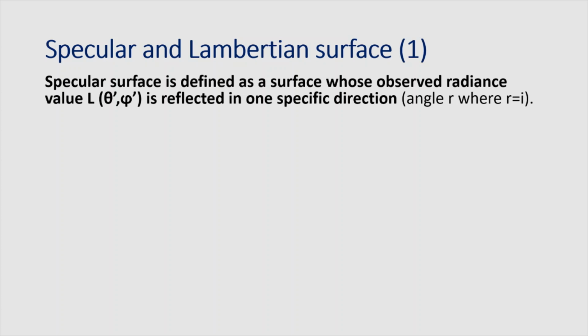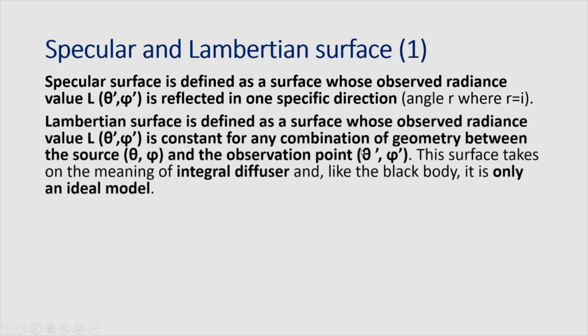So a specular surface is defined as a surface whose observed radiance value, that is the L, ranging with these two particular angles, theta 1 and phi 1, and we will see a figure to better understand these two angles, is reflected in one specific direction, where these two angles are the same.